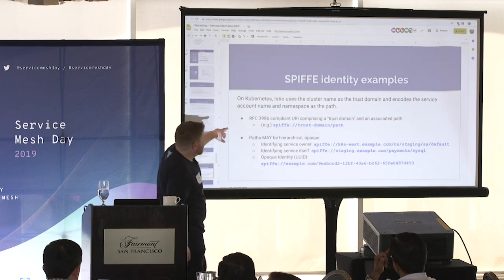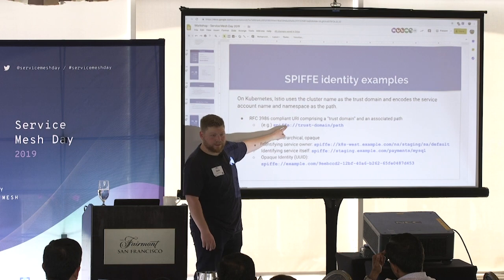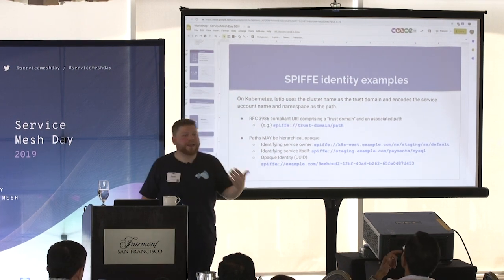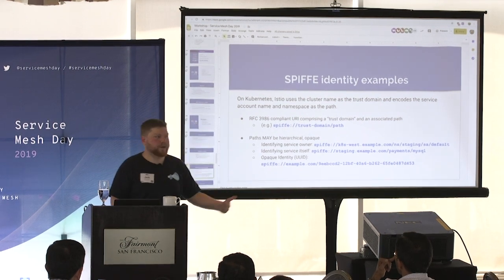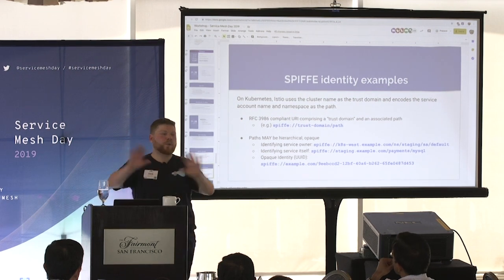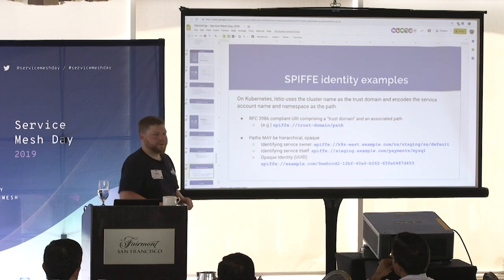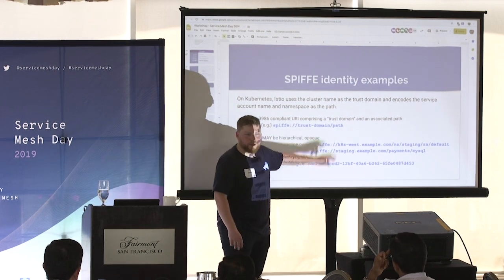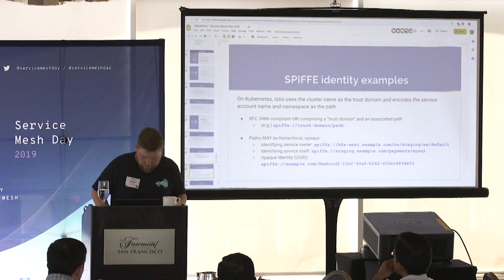So like I said, SPIFFE identities are URIs. The scheme is spiffe. The host is your trust domain. In Kubernetes, this is the local cluster. In an organization, that may be the organization name, right? So I may say that Tetrate has one trust domain. I don't care what cluster you're deployed in. Tetrate is the root of trust for all the service accounts running in Tetrate clusters. So my trust domain should be tetrate.io or some internal DNS, or some internal name, right?